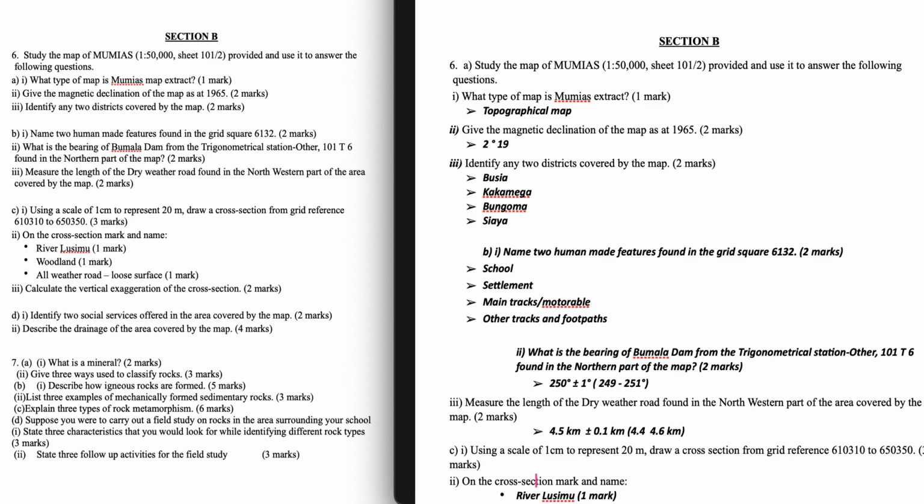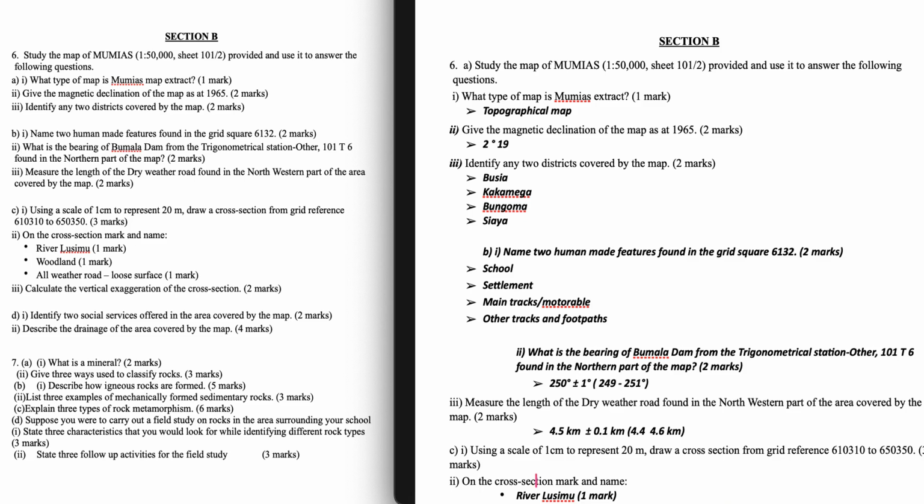Question 6B1. Name two human-made features found in the grid square. School, settlement, main tracks, the tracks and footpaths.